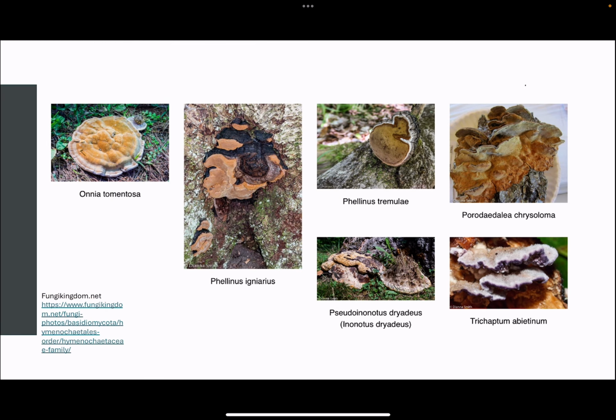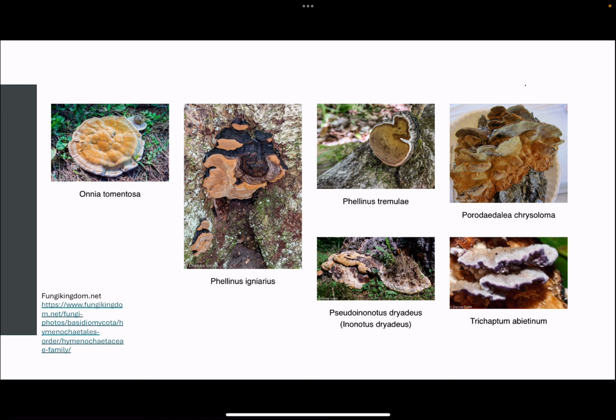And I also took this screenshot from fungikingdom.net, which includes two very interesting fungi. So for example, Phellinus igniarius is a fungus that is not in the same genus as chaga, but it is surprisingly similar in terms of exterior appearance. So you can see from the image that it is also more of a mass, and it also has some of that charcoal-like exterior.